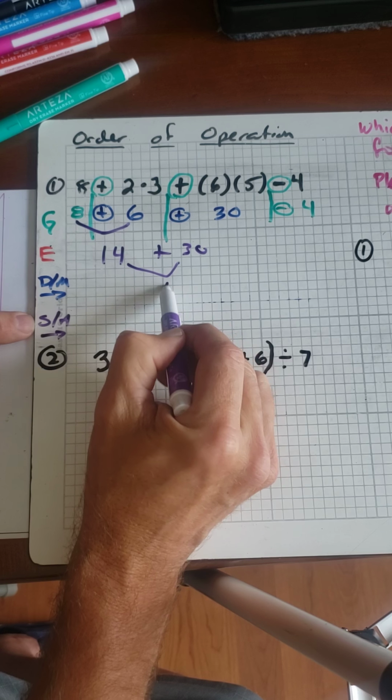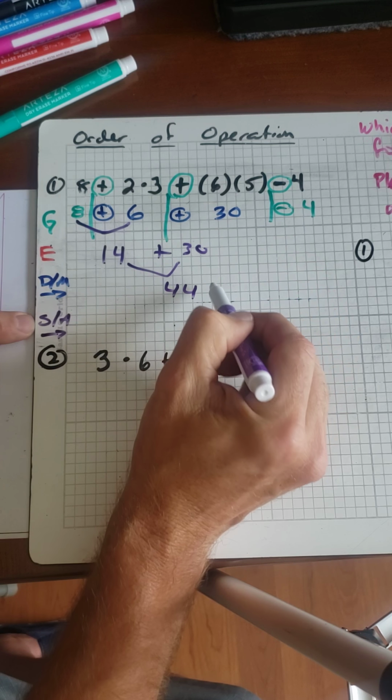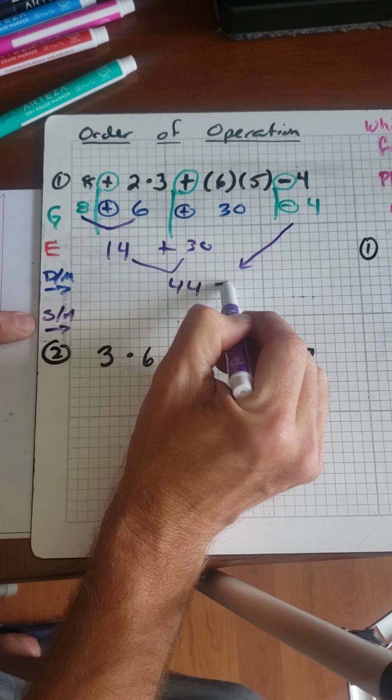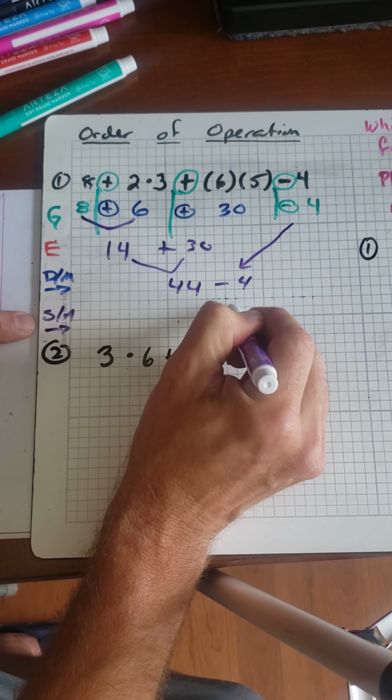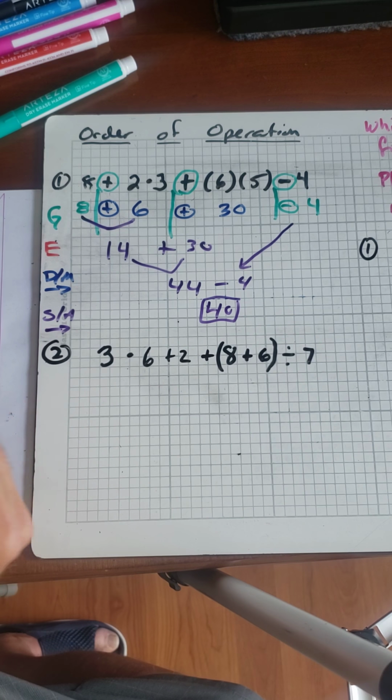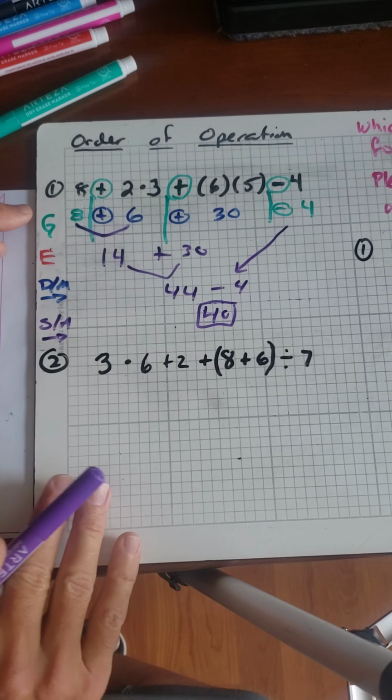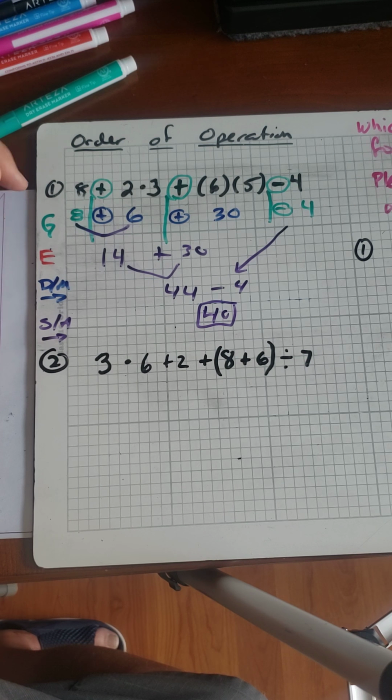And those two equal 44, and then minus 4 gives me a total of 40. And there's my final answer. And I've done it exactly the way order of operations would ask me to do it. I've done all of my groups at the same time first.